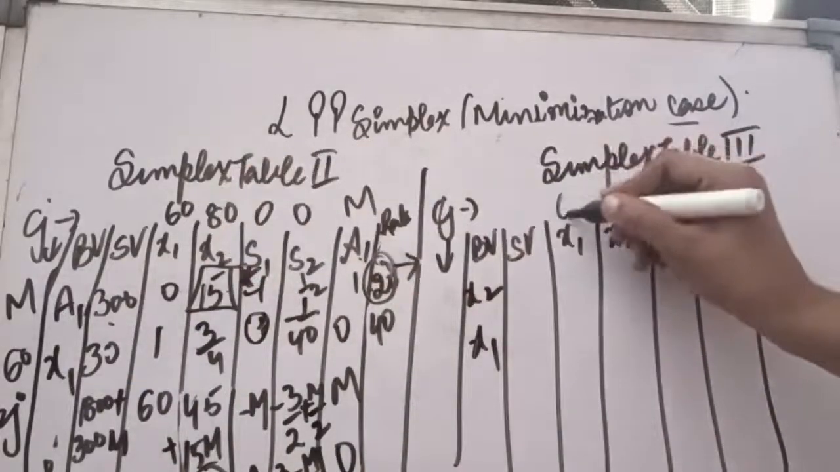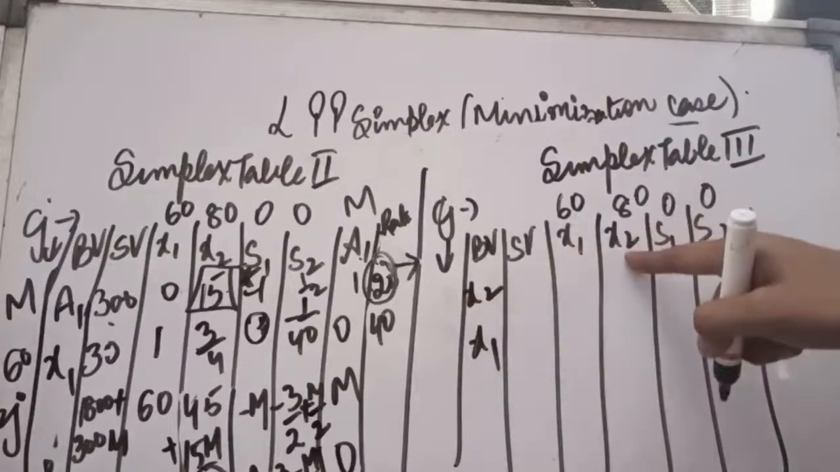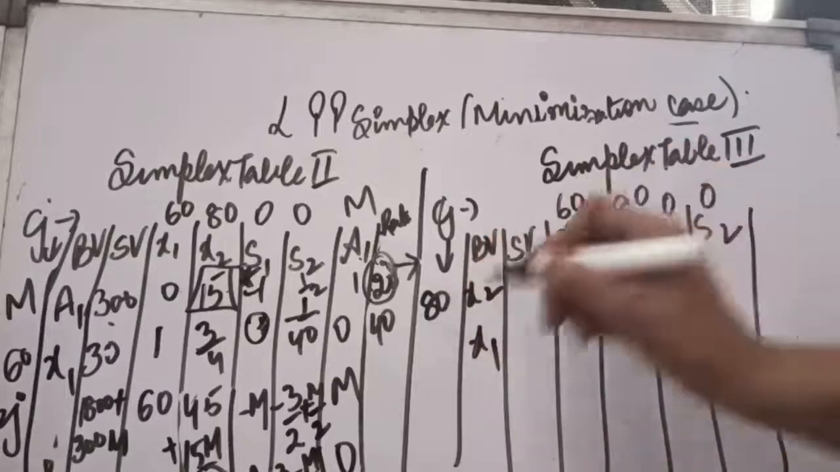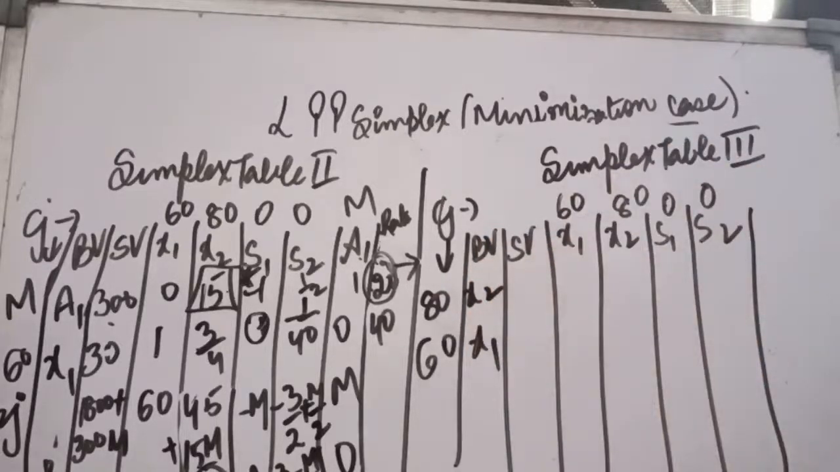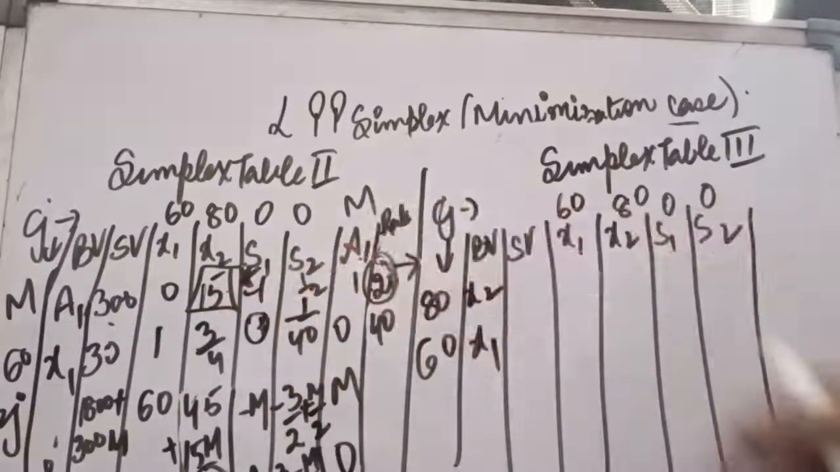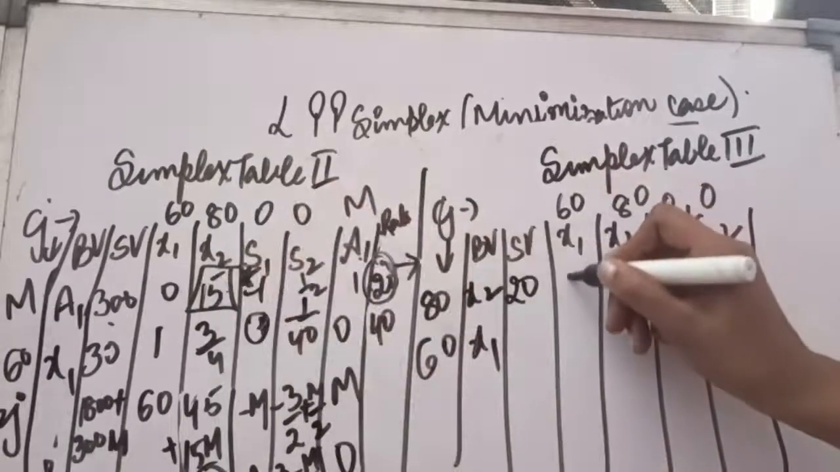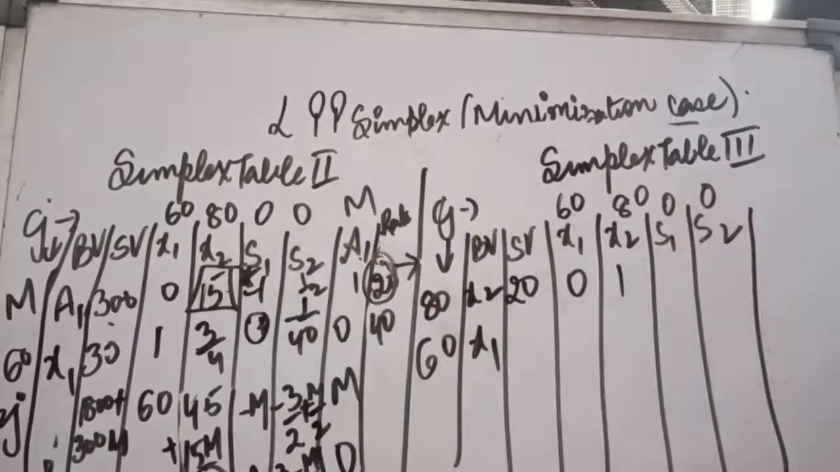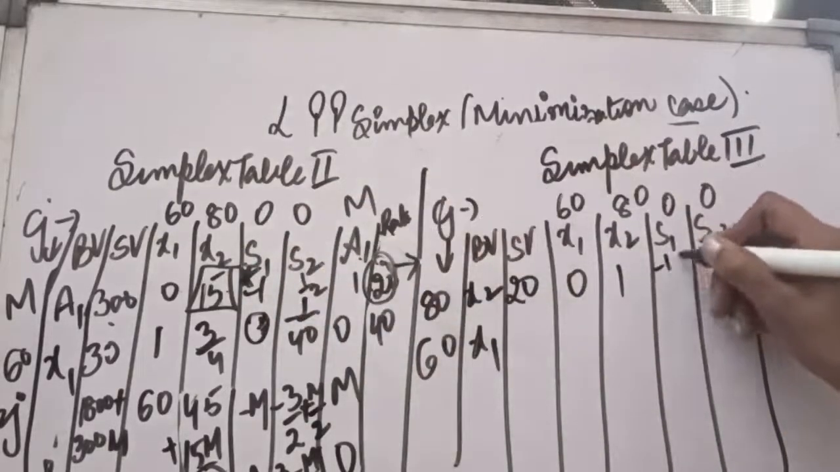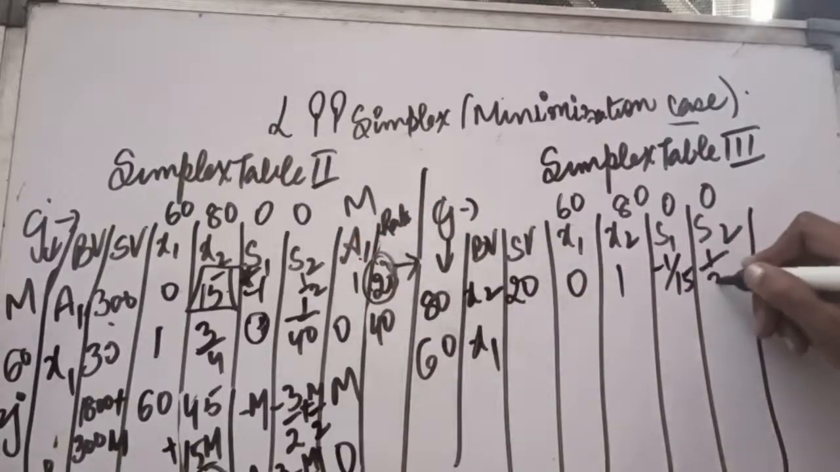The values of Cj we will fill 60, 80, 0, 0. Here also the value of x2 is 80, we can fill it here. 60, we can fill it here. Now the first row is the key row. So we have to calculate the new values. So old elements divided by 15. So 300 divided by 15 will be 20. 0 divided by 15 will be 0. 15 divided by 15 will be 1. Minus 1 divided by 15 will be minus 1 upon 15. And half divided by 15 will be 1 upon 30.